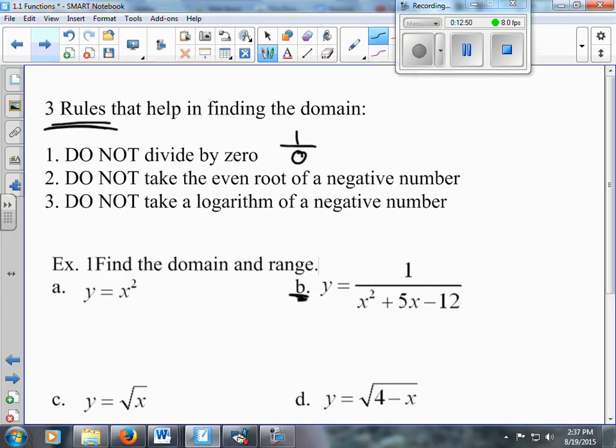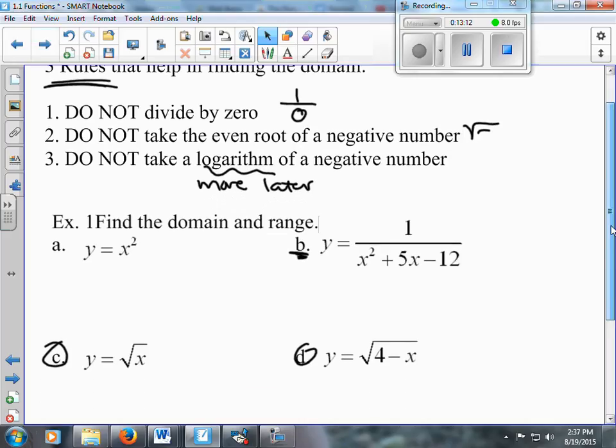The next thing is to do the even root of a negative number, and we're going to do that one on C and D. And then the third one is a logarithm, and we're going to do more on this later. It is something that you have learned, but we'll review it when we review logarithms all at once. So those are the only 3 rules you have to know.